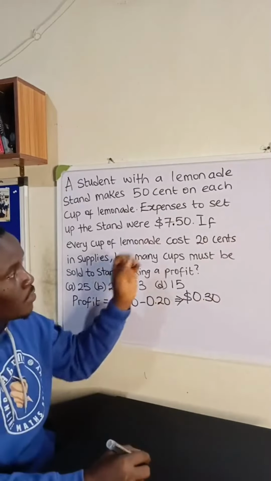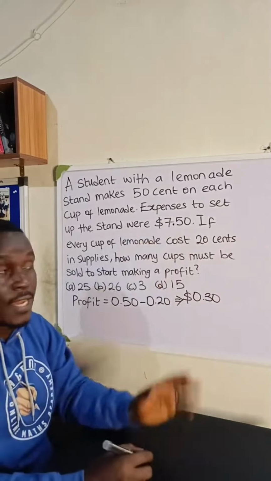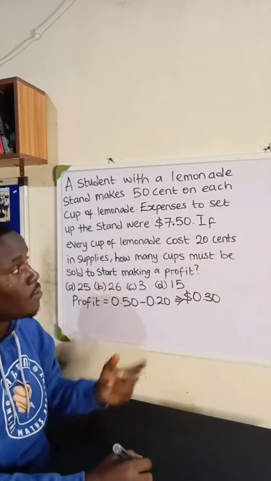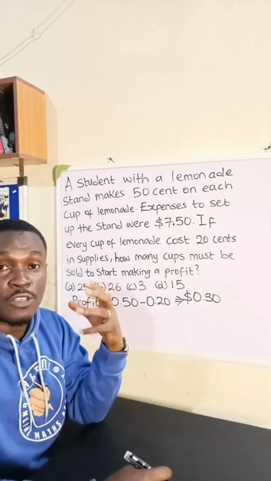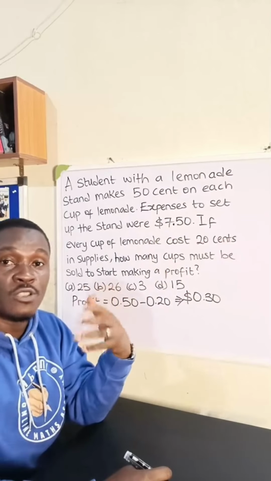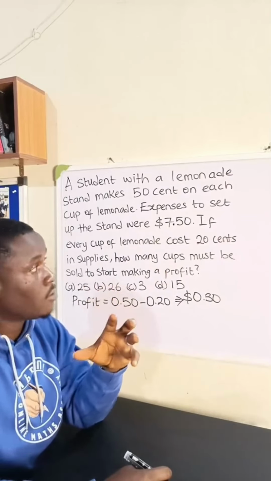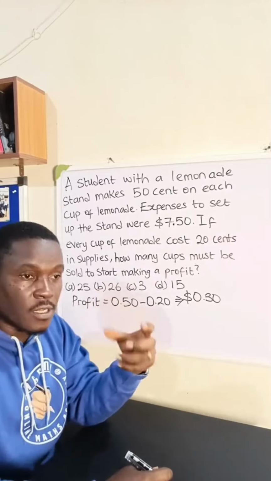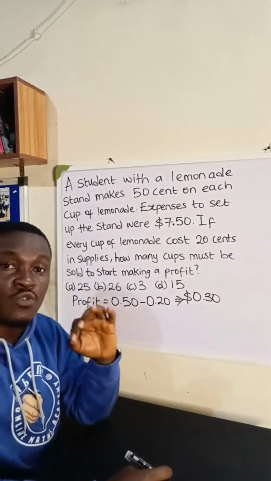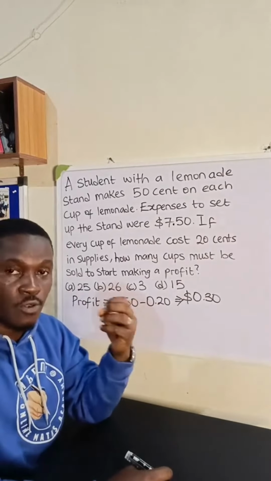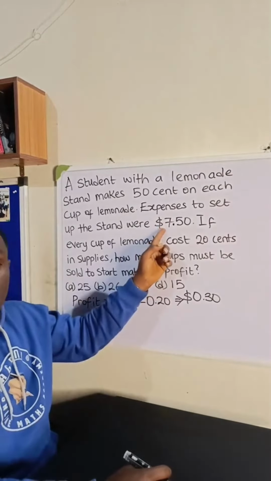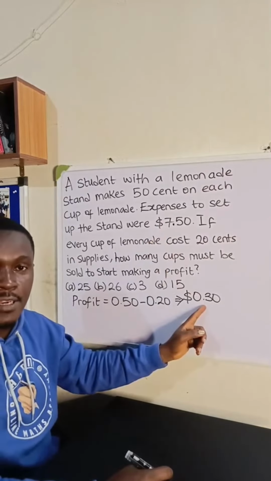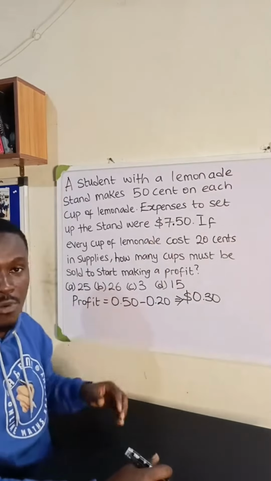Okay. Next, we are told that the cost of making the lemonade stand is $7.50. So how many lemonades have to be sold for us to get this money back? The question does not ask how many cups of lemonade will be sold for her to break even, right? The question is how many cups will be sold for her to start making a profit. Now, how many lemonades have to be sold for her to break even? To get that, we need to do the cost of creating the lemonade stand divided by the profit she makes on each cup of lemonade.